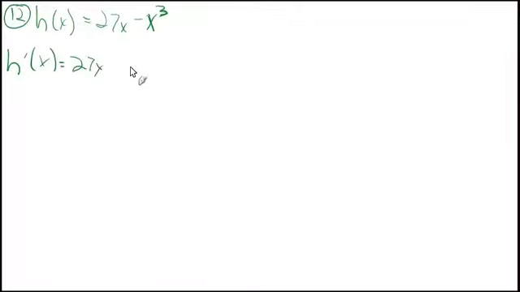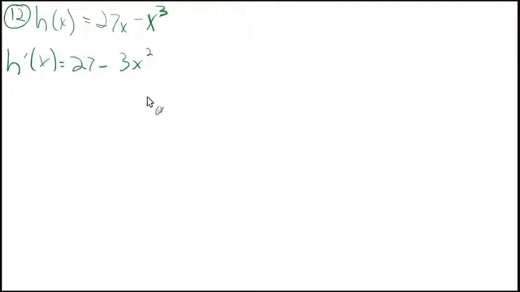Let's go with number 12 next. H of x equals 27x minus x cubed. Okay. We're going to take the derivative because we love the derivative. We love taking the derivative. We love saying the word derivative. We eat, sleep, and breathe derivative. So 27 minus 3x squared.